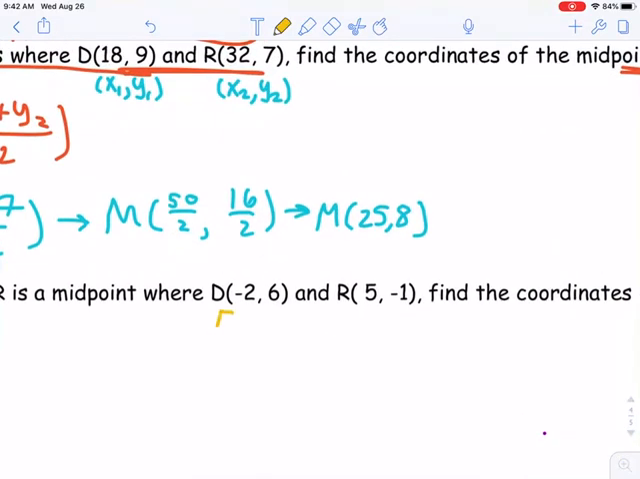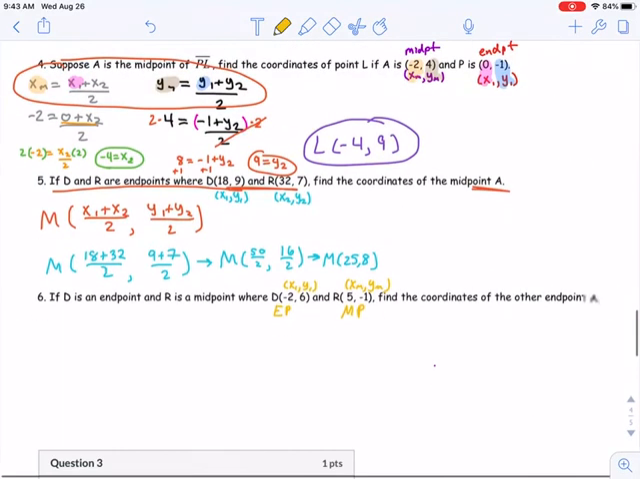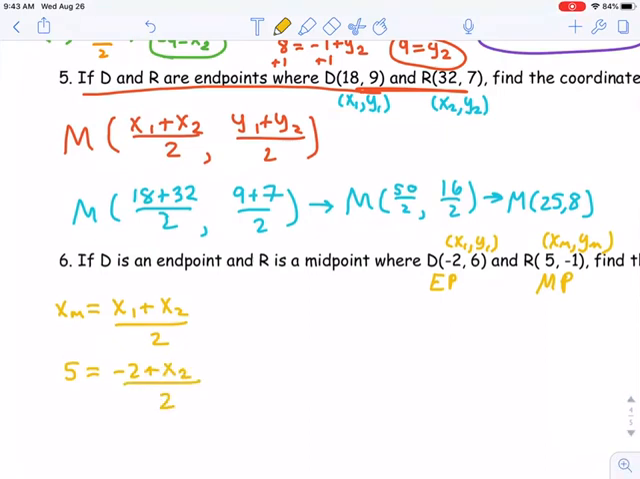So D is an endpoint, so I'm going to write EP for endpoint. Let's go ahead and call it x sub 1, y sub 1. And R is a midpoint, so that's going to be my x sub m, y sub m. We have to find the coordinates of A. So remember, I have x sub m equals x sub 1 plus x sub 2 divided by 2. Plugging in everything, being very tedious, my x sub m is 5, x sub 1 is -2, and I'm solving for x sub 2.